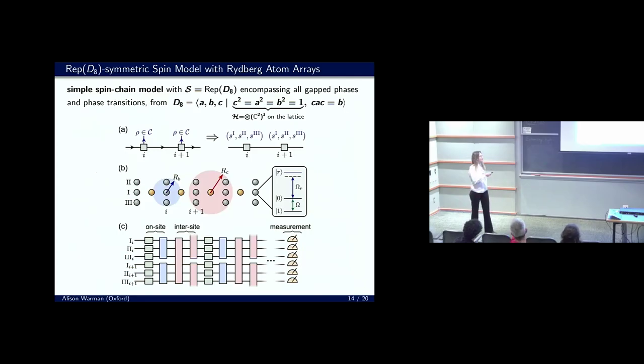This setup is based on Rep(D8) because we have these 3 qubits on each site. And for this Rep(D8), for the D8 category, we input here in the SymTFT. So the radius here is to enable interactions which are on this site I, whereas this one is between neighboring sites I and I+1. So in particular, this is an asymmetric Rydberg blockade because these have 2 different radii.